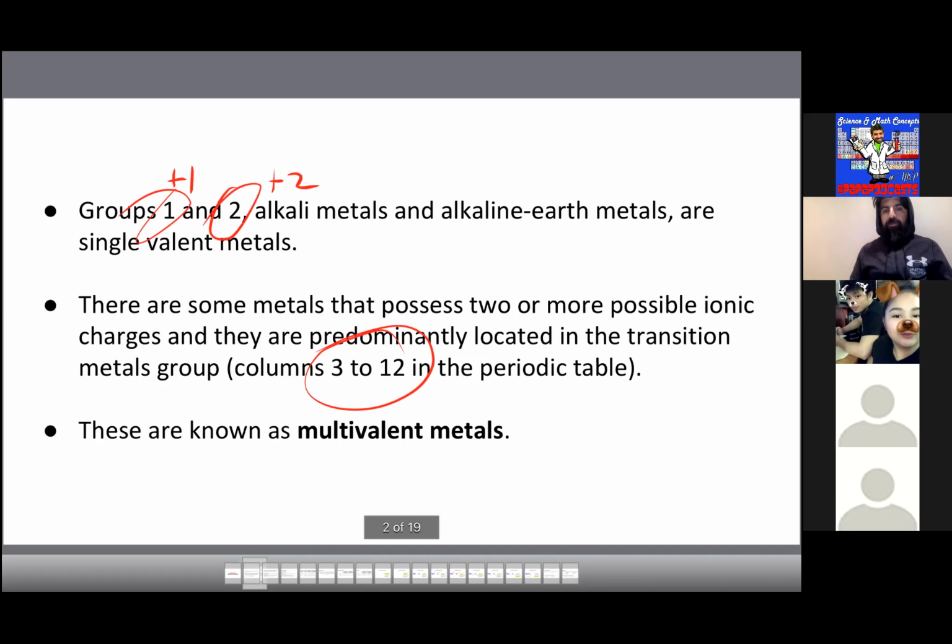So think about that really flat part of the periodic table, that middle section. As I addressed, it's the D subshell when we were talking about electron configuration. So the D subshell being the transition metals. Those are the transition metals. Many of them are multivalent, meaning they'll have more than one charge. So these are the multivalents, and let's look at how we go about naming these.